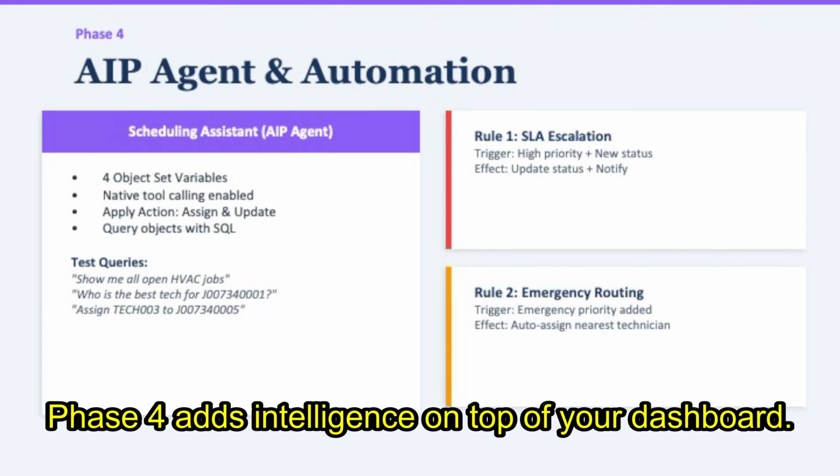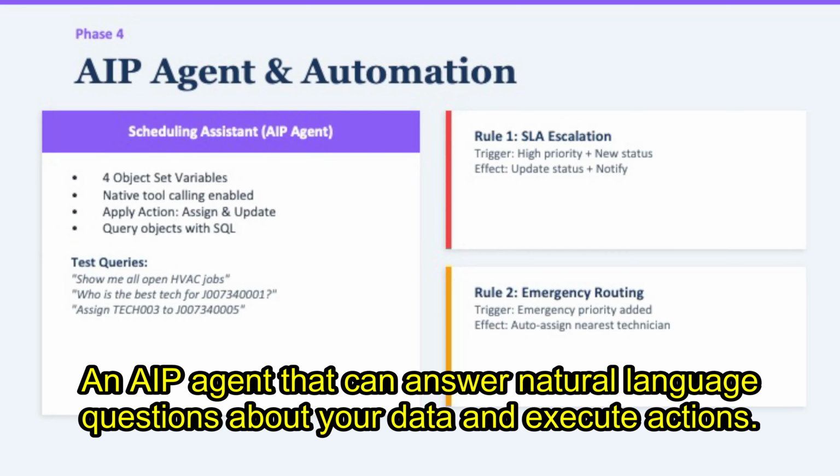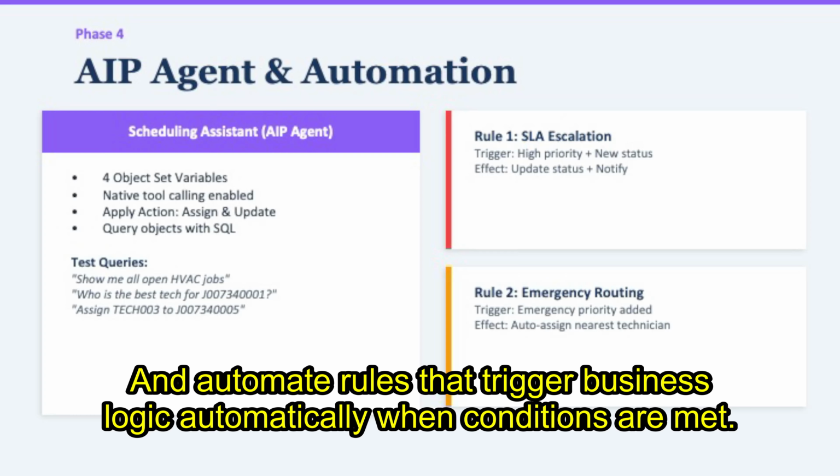Phase 4 adds intelligence on top of your dashboard. We will build two things: an AIP agent that can answer natural language questions about your data and execute actions, and automate rules that trigger business logic automatically when conditions are met.